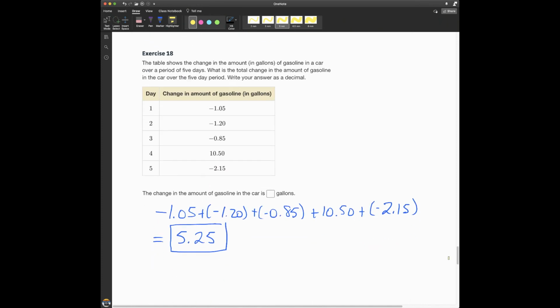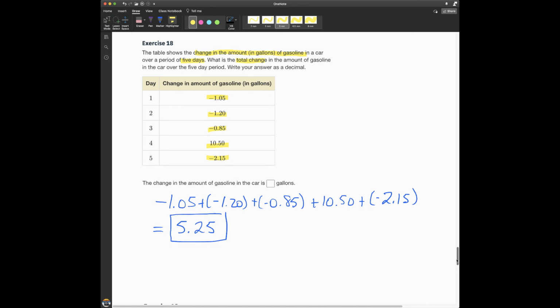All right, number 18. The change in the amount in gallons of gasoline in a car over a period of 5 days. It says, what is the total change? Which means I need to combine all of these decimals. I need to add them together. So that's what I did, and you can use your calculator. I ended up with 5.25. So that was the change.